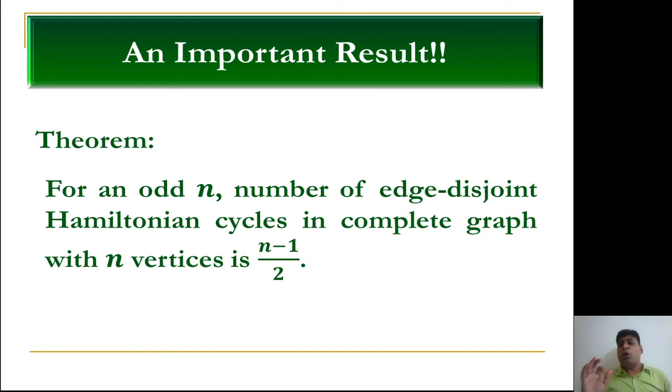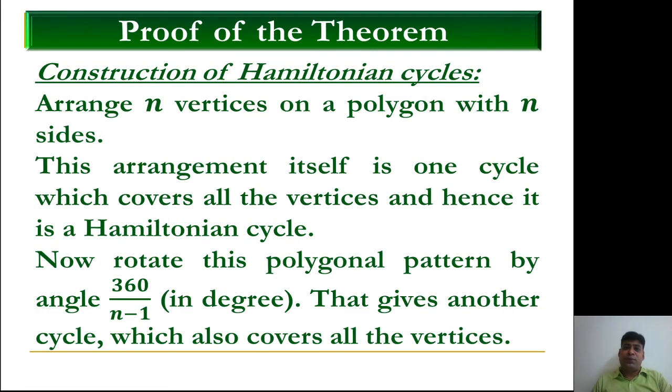See, we are counting the number of edge disjoint cycles. The number of cycles must be an integer. We can't have half a cycle or 2.5 cycles. So the number of edge disjoint cycles must be an integer, and n is odd, therefore n minus 1 would be even, and even by 2 is again an integer. That means this number makes sense. So the number of Hamiltonian cycles in a complete graph with n vertices, with the condition that n is odd, should be (n minus 1) by 2. Right? So let us move on to the proof of this.